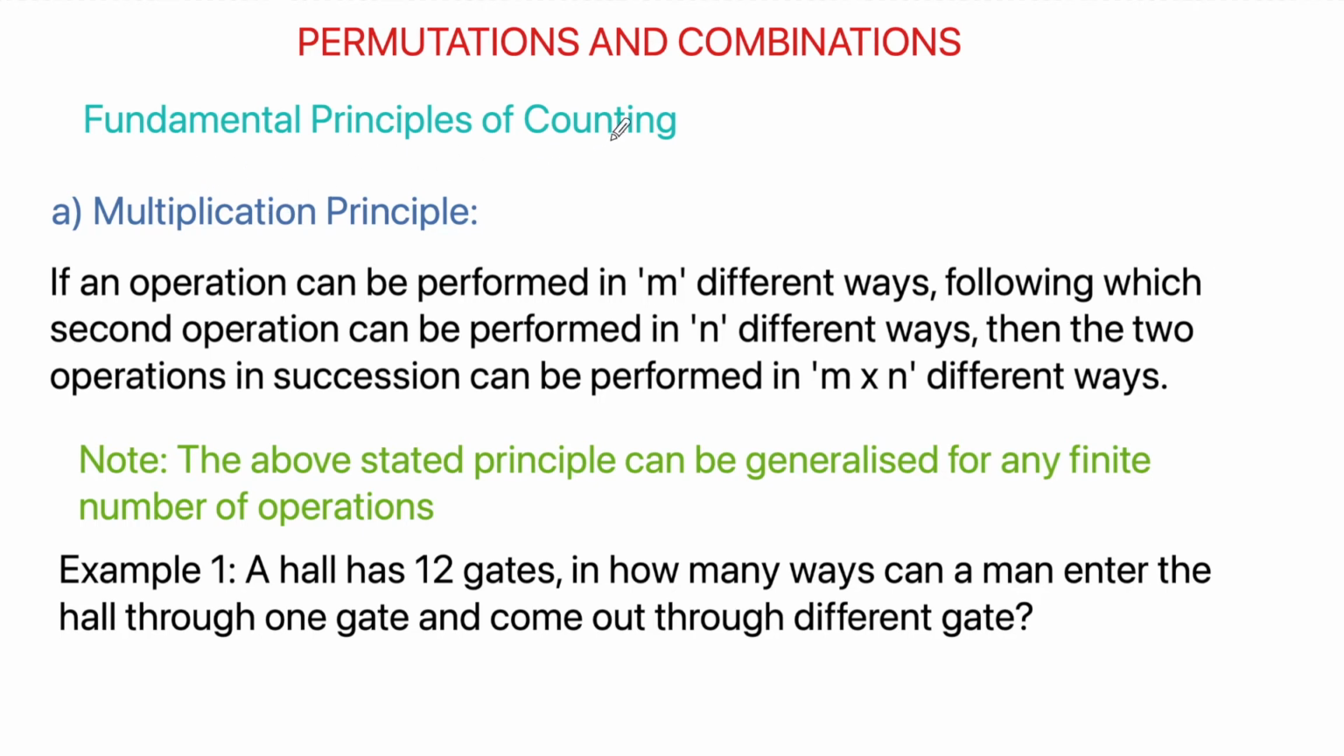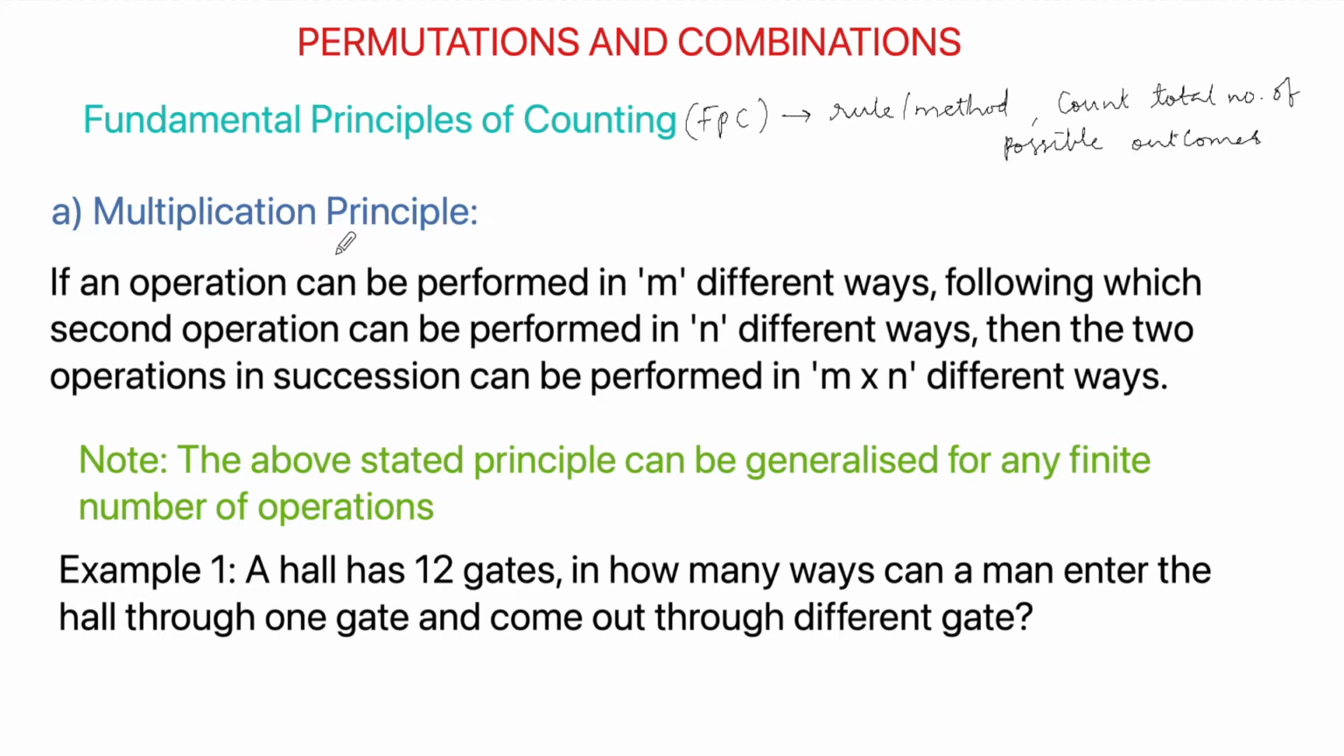Fundamental principles of counting. In short, we write FPC. So the fundamental principle of counting is a rule or a method which is used to determine or count the total number of possible outcomes. Total number of possible outcomes are the ways in any situation.